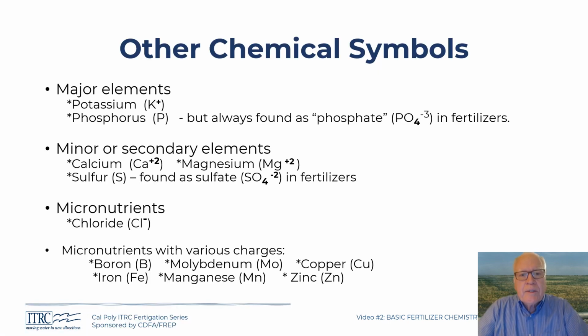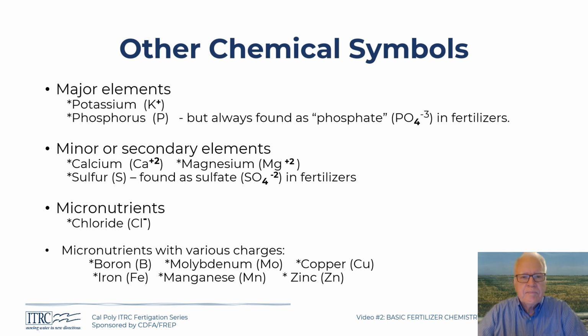And then we have the other chemical symbols that you'll see throughout the book and throughout this series right here. There's potassium, and that's a K with a positive. And some people say potash in some areas. That was a potassium. Phosphorus, then, if you notice I have P here, and there's really no charge on it. But really, the way it's almost always found in fertilizers, it's a PO4 with a -3 charge. So those are the other two major elements.